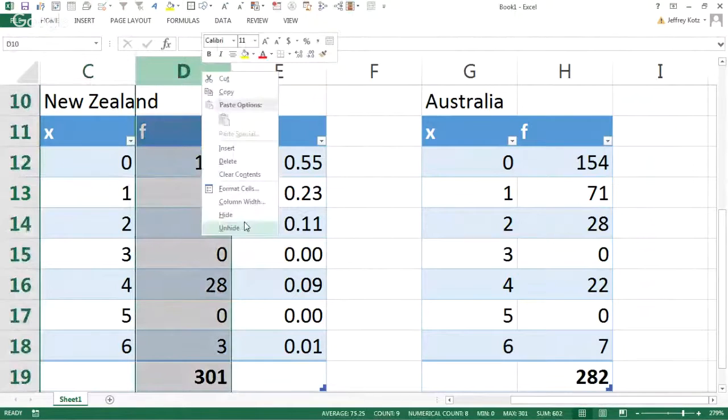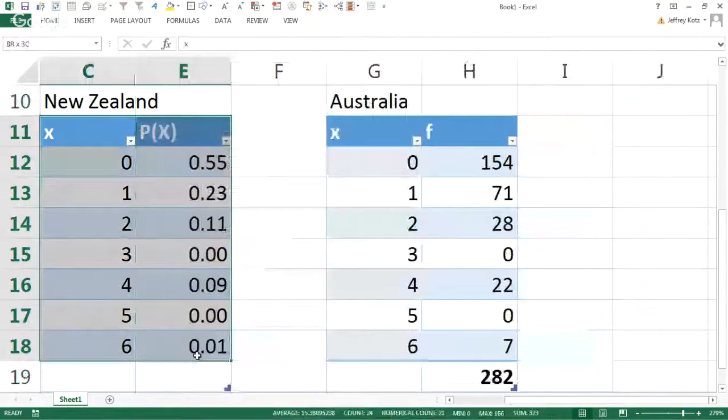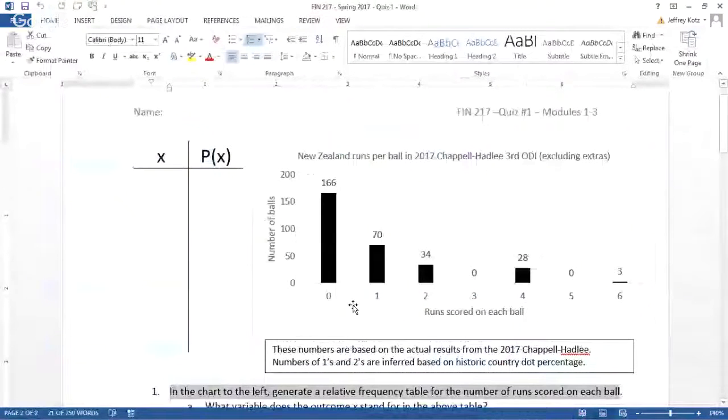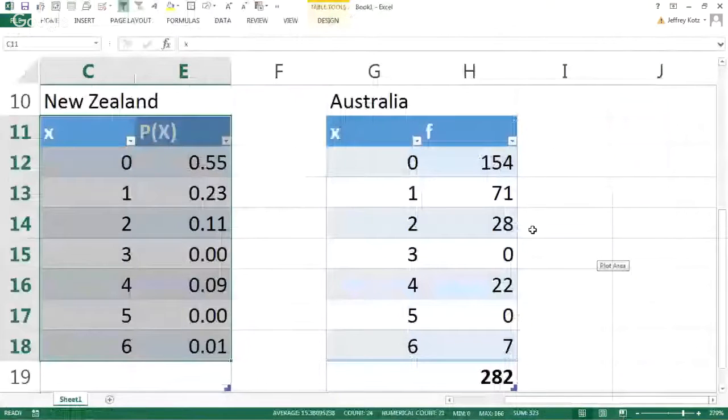So this is what your relative frequency table should look like if you had the New Zealand quiz for this particular histogram. If you had the Australia quiz, we would effectively do the same thing, which is P of X.